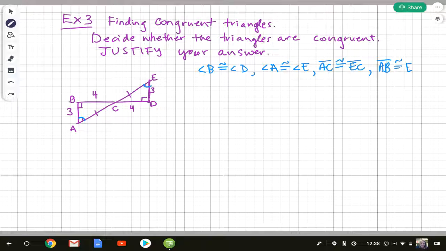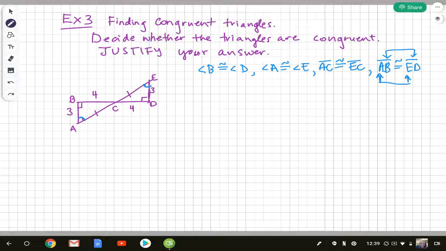Now notice when I write these down, I'm being careful because I'm writing them in a certain order. So AB, that side, is congruent to ED because A and E are the congruent angles and B and D are the congruent angles. So even when I'm writing my sides, I want to put them in an order so that the angles that are congruent come in the same order. So A and E come in the same order because they were congruent, and B and D come in the same order because they were congruent. This will help me when I write down my triangle congruence statement.